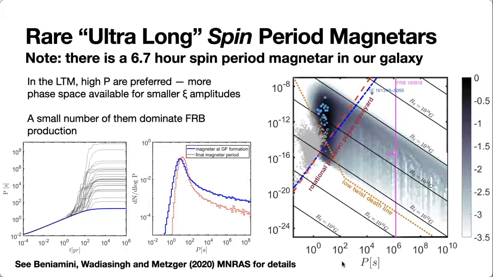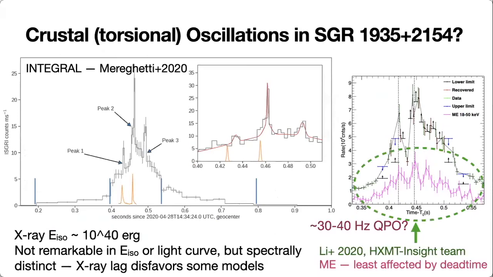See my paper here. The low charge density condition also implies ultra-long period magnetars may overproduce radio emission compared to more normal spin period magnetars. They ought to be rare with different possible production channels. See this paper, Benyami, Wadiasingh, and Metzger. Note that the burst from SGR 1935 agrees with the predictions of the model.